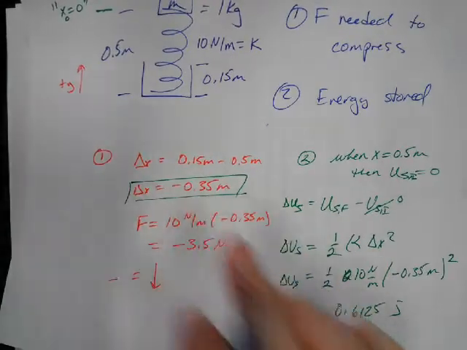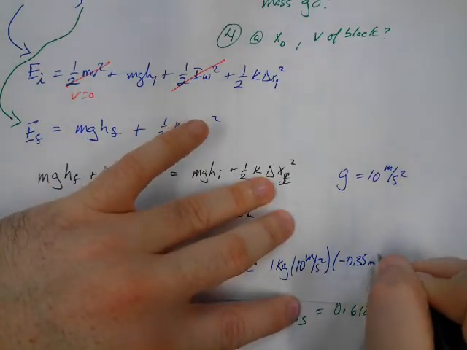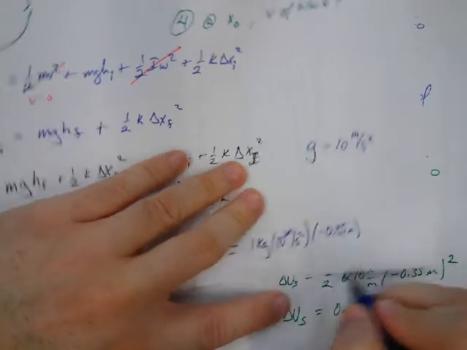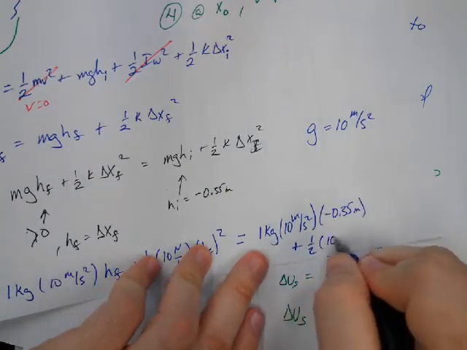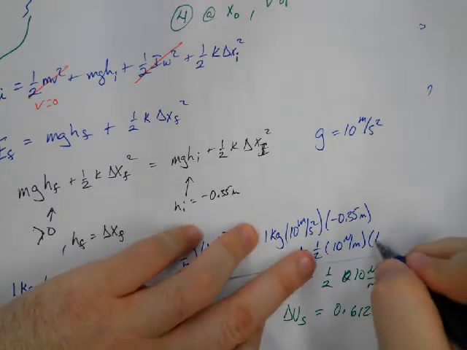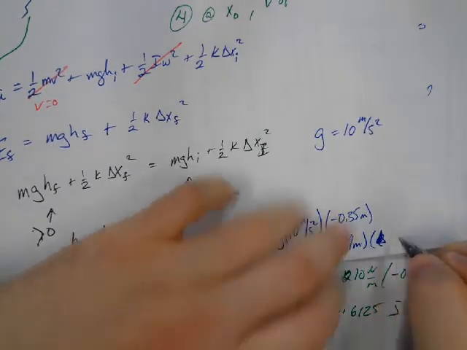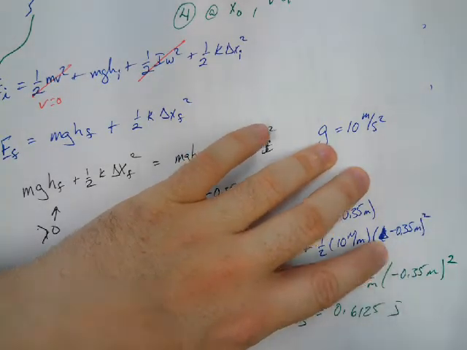It was 0.35 meters, minus 0.35 meters, plus 1/2 times 10 newtons per meter times delta, minus 0.35 meters, squared. And so that's doing some math that we can organize around.